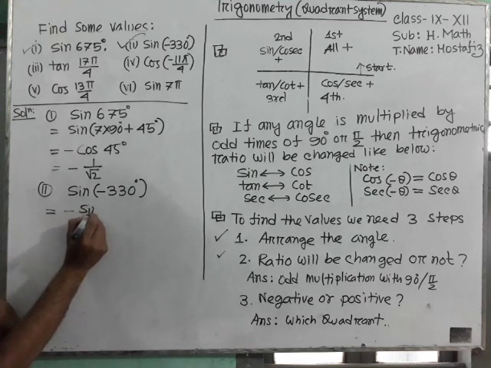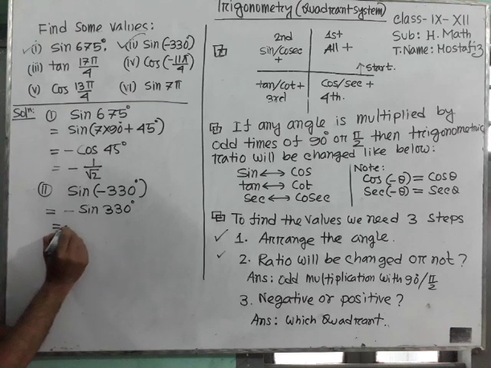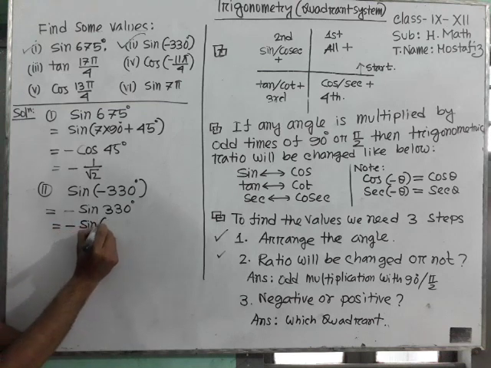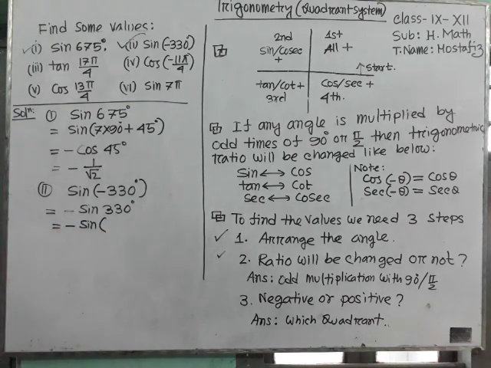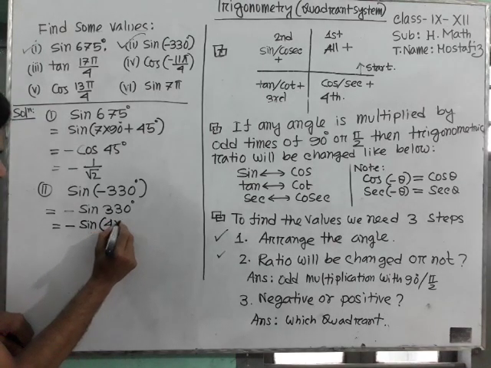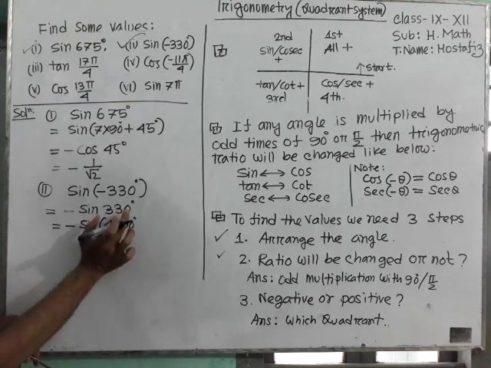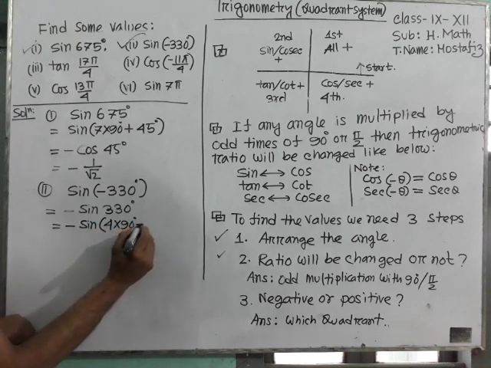So minus sine 330 degree. Now you have to arrange it: sine 330 degree. If you take 4 into 90 degree, that is 360 degree, but here you have been given 330 degree, so you have to subtract something, so it will be minus 30 degree.